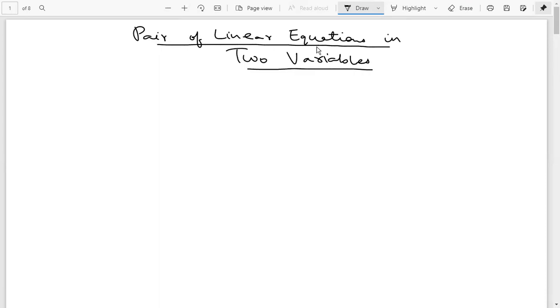Before this, in the polynomial chapter, we have seen the linear polynomial. What do we mean by linear polynomial? A linear polynomial will have degree 1. So we have 4 types of polynomials based on degree.